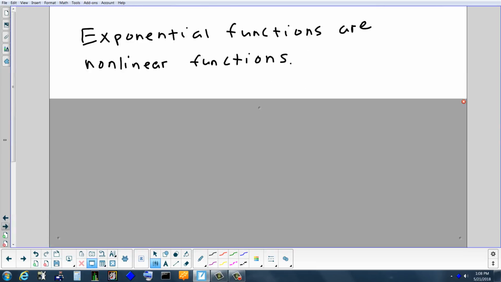So, exponential functions are nonlinear. What do you think that means if it's nonlinear? So it's not like that, or it's not like that. Not straight. Like Madison just said, nonlinear means not a straight line. So when we graph our exponentials, the lines that we draw won't be straight. We're not doing y equals mx plus b. All right?